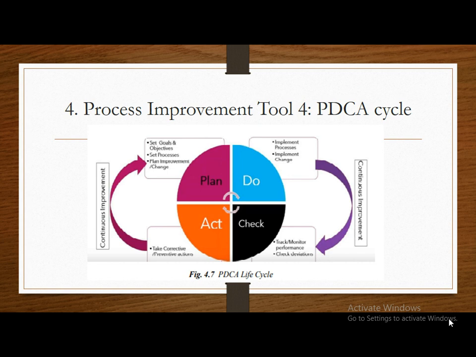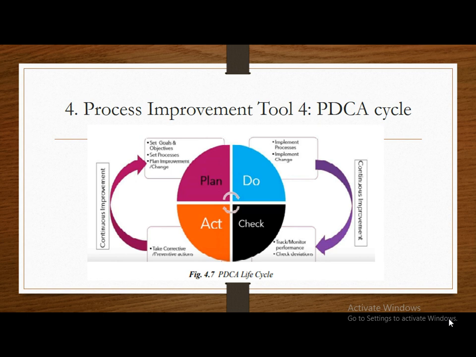Fourth is process improvement tool number 4, that is the PDCA cycle. PDCA stands for plan, do, check, and act. It is a tool for process improvement. So plan, this is the planning for change. Do, so here implementation is done. Check, check whether the changes made yield an improvement or not. And act, involvement of the project team members for process improvements.